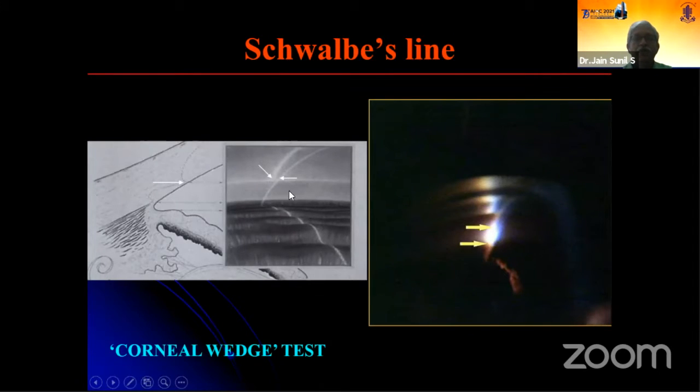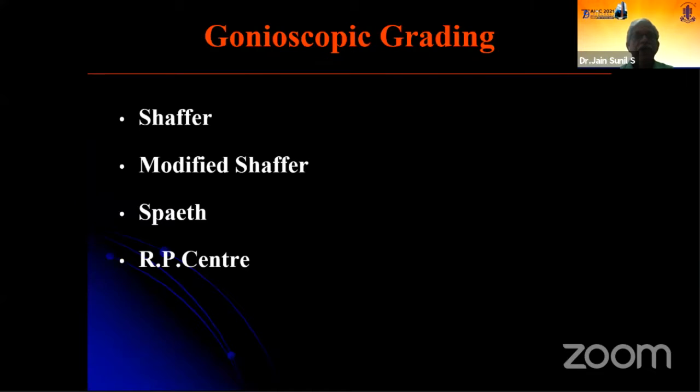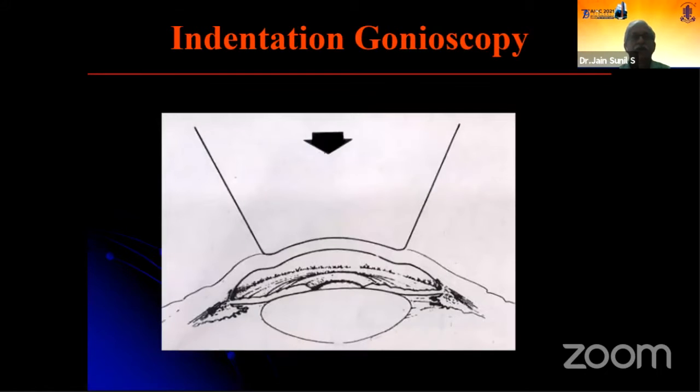When the slit beam is focused into the angle structures, it gets divided into an epithelial beam and an endothelial beam, and it comes to a focus at Schwalbe's line. This is where the Descemet's membrane of the cornea is located. Once you identify the structures, you can grade the deeper structures. So this is the corneal wedge test which has to be performed to grade the angle structures. Then according to what angle structures you see, you can grade it as per whatever grading you prefer.